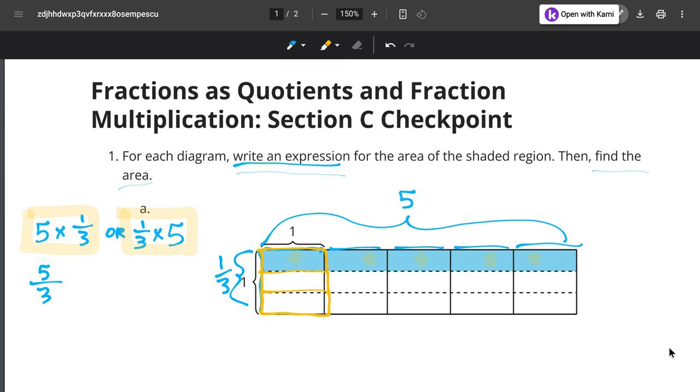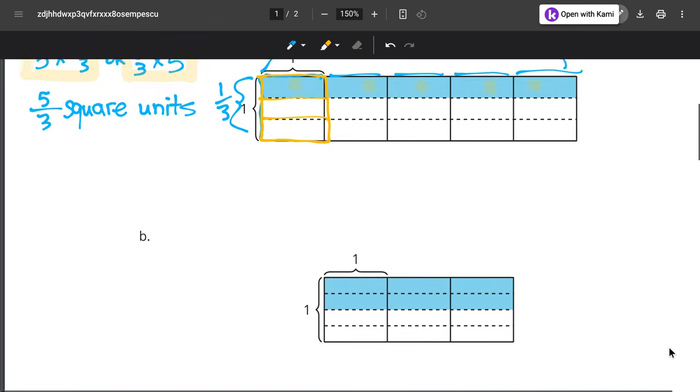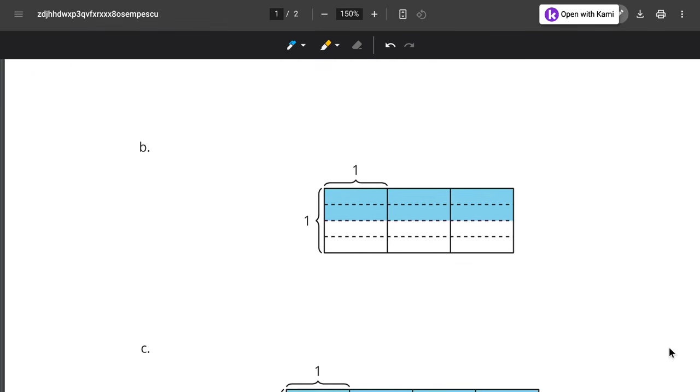The last thing we have to make sure we do, since this is area, is report it correctly. So we are going to write that it's 5/3 what? Well, it's 5/3 square units. And that is now our answer for number 1A. Let's go down and answer number 1B.